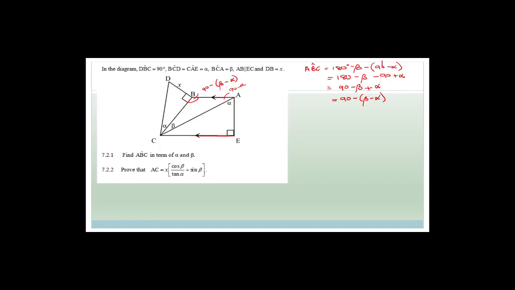The next thing we need to do is it says prove that AC is equal to X times cos beta over tan alpha plus sine beta. Do you agree that we're trying to get from this, which has got betas and alphas in it, to this thing over here, which is AC? What I always say to people is that we need to find a bridge between this triangle and that triangle, and the only bridge that we've got is CB.